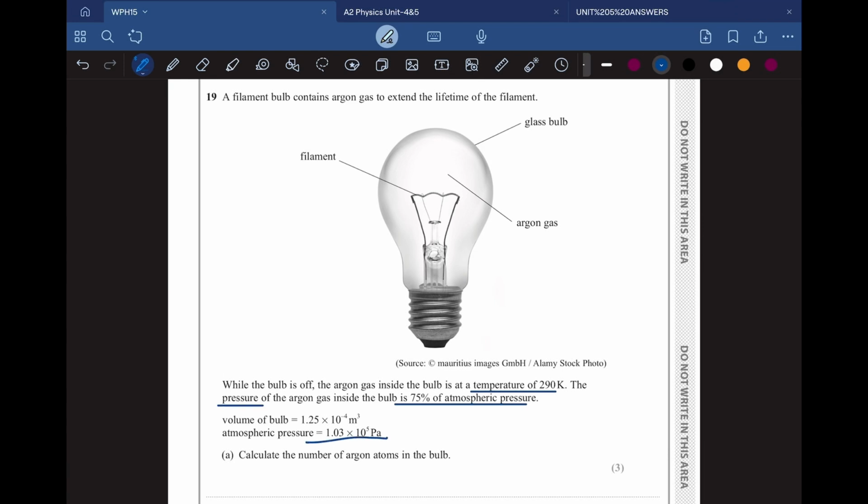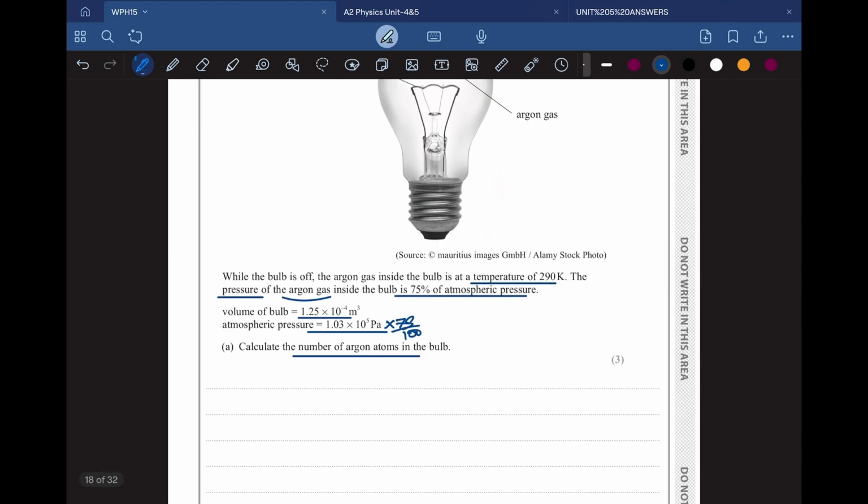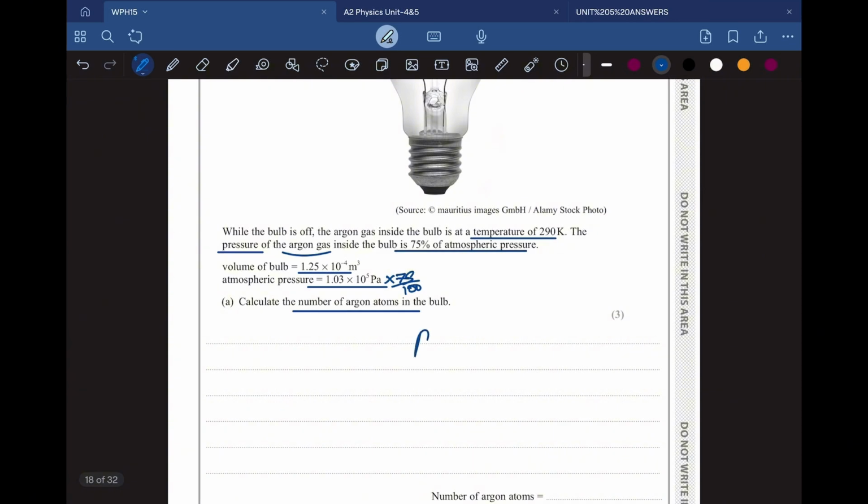They have given us the atmospheric pressure, so we can just multiply 75 divided by 100 with this atmospheric pressure to get the pressure of the argon gas. They have given us the volume. They have said calculate the number of argon atoms in the bulb. We know the formula, PV equals NKT. They have given us the temperature, and we know k is a constant. We know the value. They have asked us to figure out the N. They have given us the pressure and also the volume.